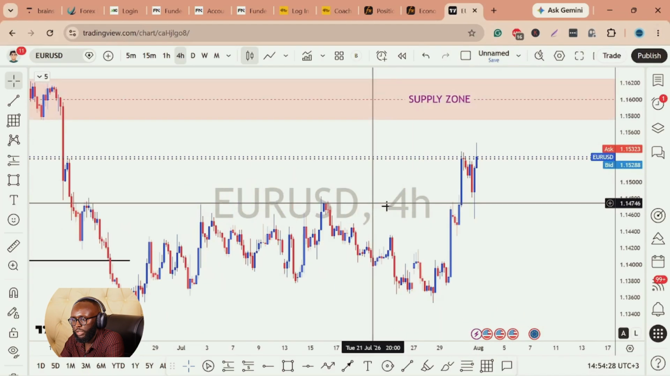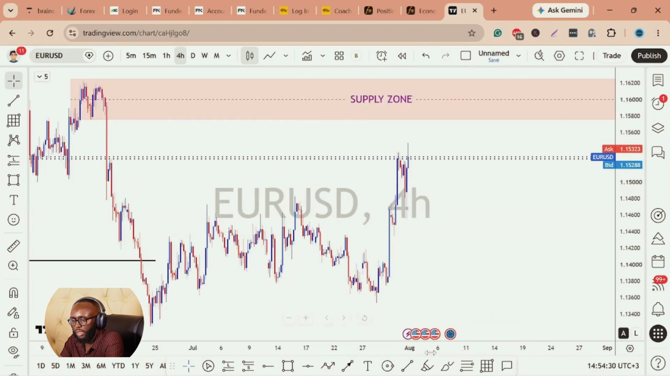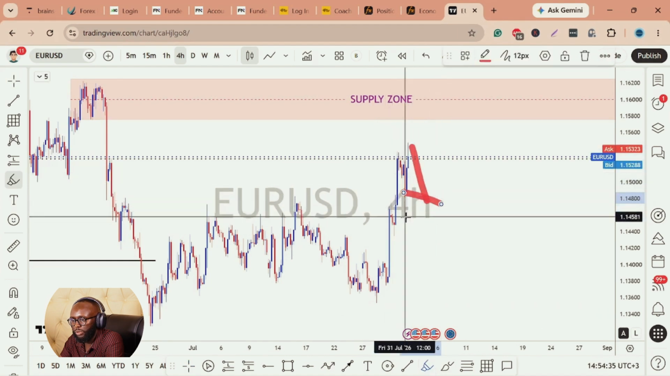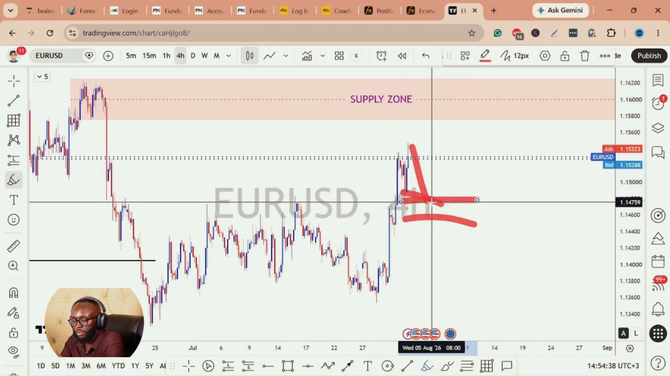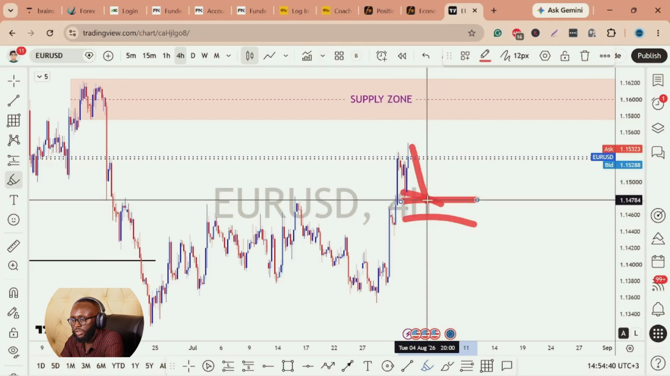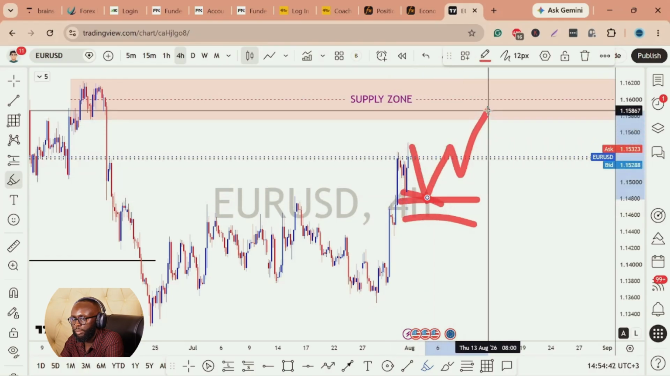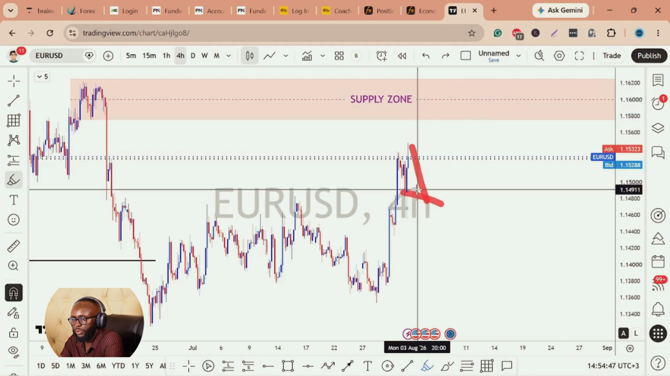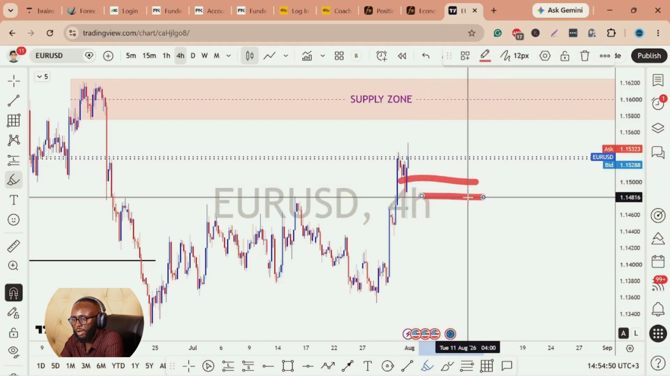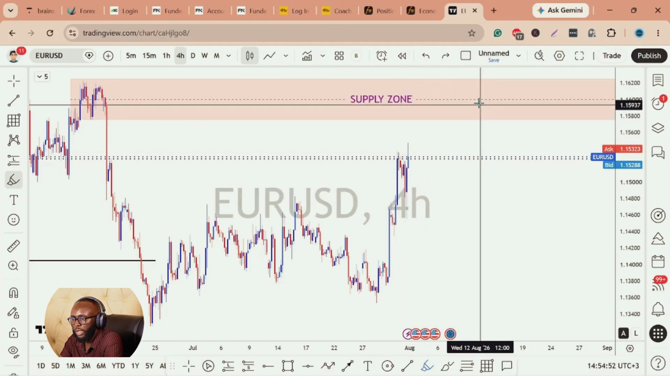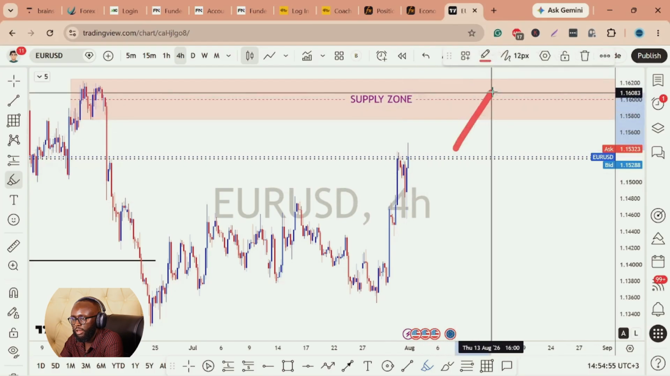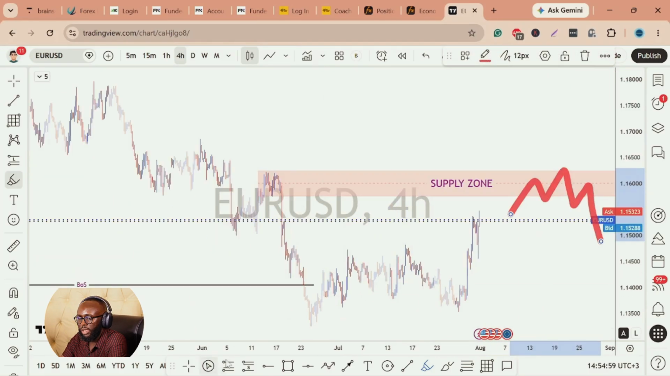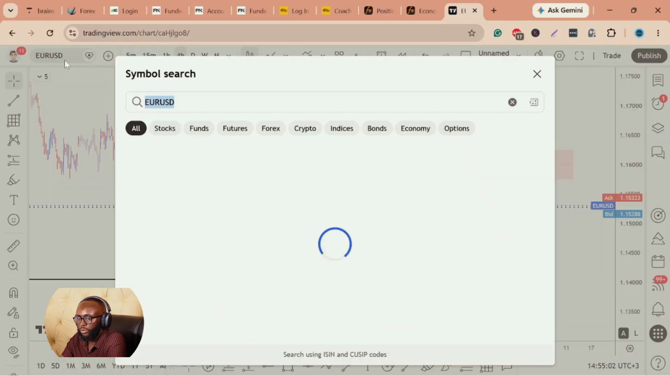Now, for the open of the week, if at all price is able to dip to give some little correction, probably you may look to get some short-term buy positions from this rejection block over here to ride the price higher, or you can go to the 1 hour time frame and check if you can get a demand zone. However, for me, I'll be looking for price to test this supply zone and then give us this kind of pattern, which is a change of character.